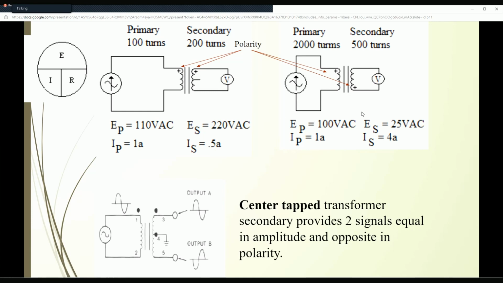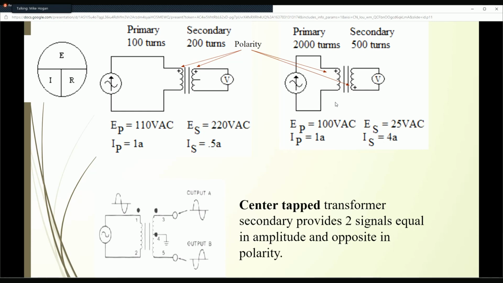Now, second example: we start off with 2,000 turns in the primary, and it should be 500 turns in the secondary. So I've got a quarter the number of turns in the secondary. This is a step down transformer. I've got 100 volts across 2,000 turns, but now I've only got 500 turns, a quarter of the turns. So I'm going to have a quarter of the voltage, or 25 volts AC. This is a step down transformer.